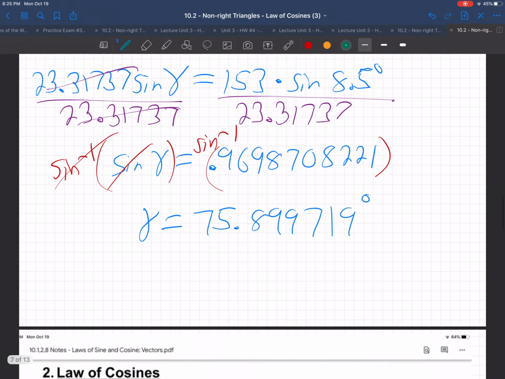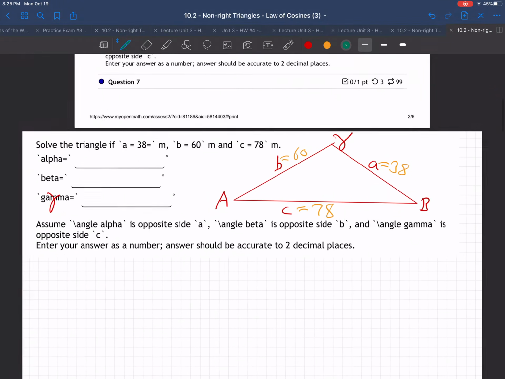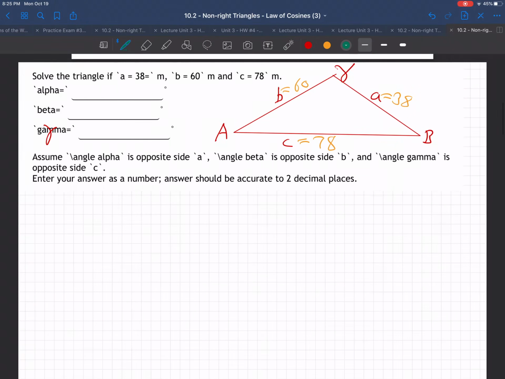Okay, let's do it. Largest side. So this one is the largest, right? 78.